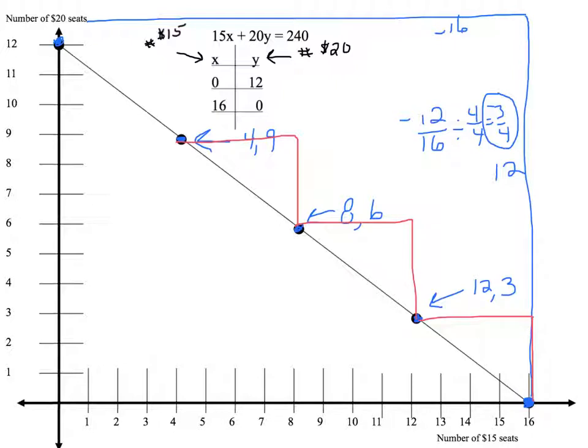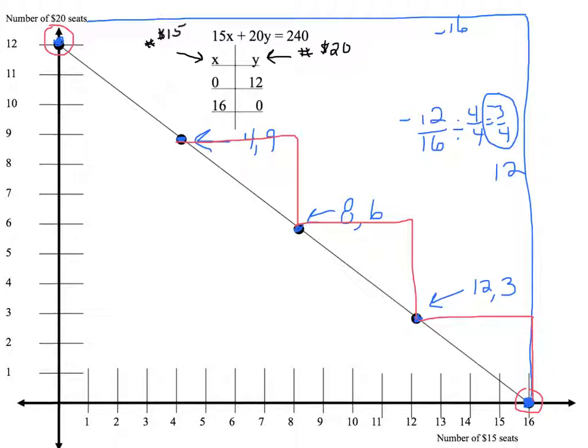Another thing to point out for this is that notice that there are not any arrows on this particular line. It would not make any sense to put arrows on either end. Putting arrows on both of those ends would mean that at one point I would have a negative number of $20 seats, or I would have a negative number of $15 seats, and that does not make any sense.